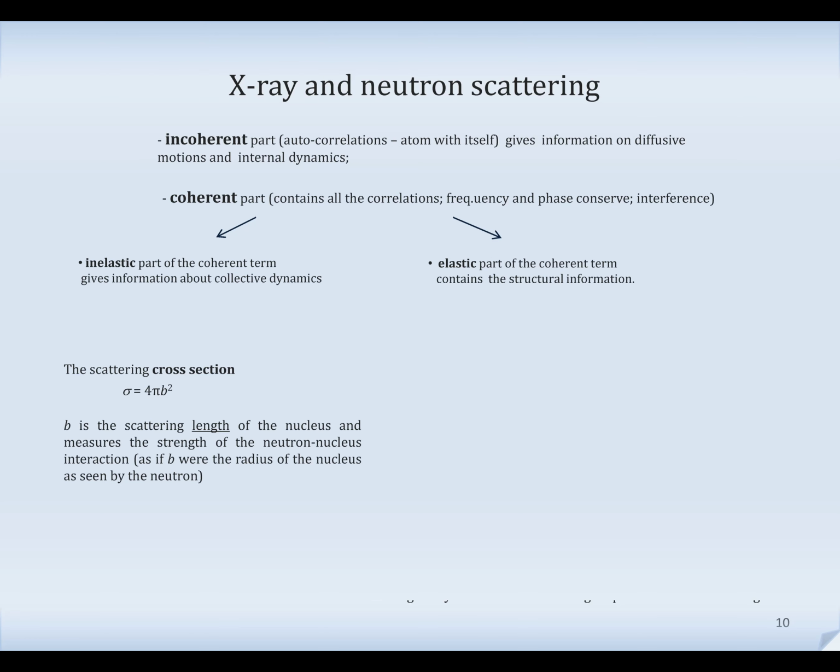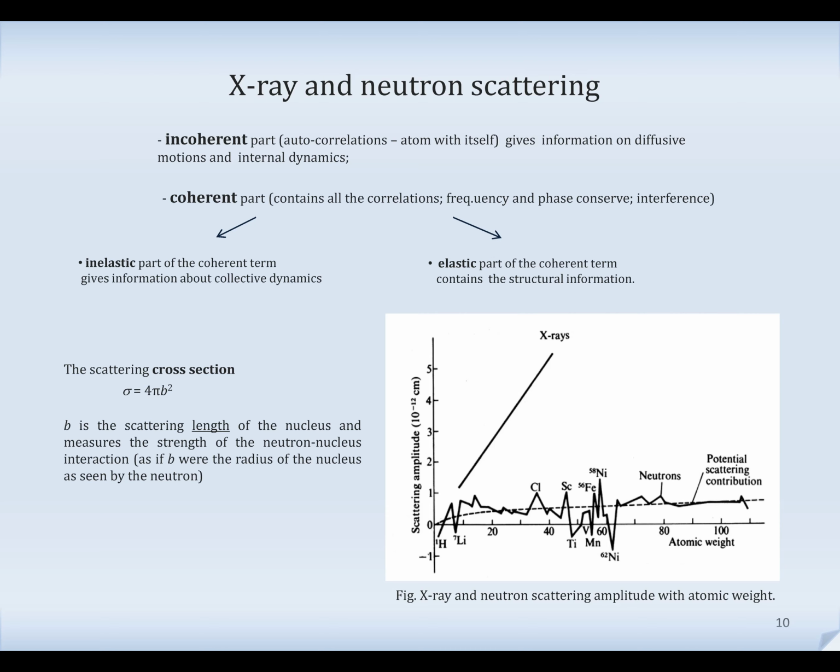In the case of X-rays, this parameter has a linear dependence on the atomic number of chemical elements. And it's quite understandable because the heavier the element, the bigger the ionic radius, and the more intense the interaction you have. So it has a linear dependence.